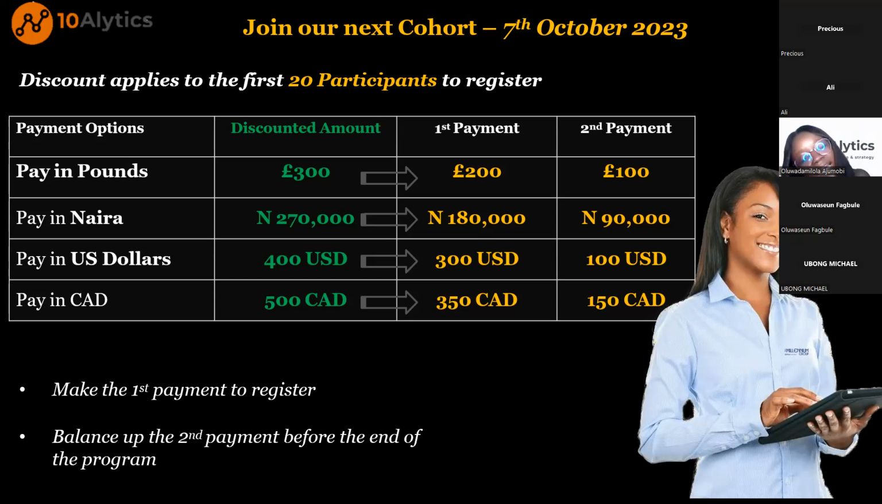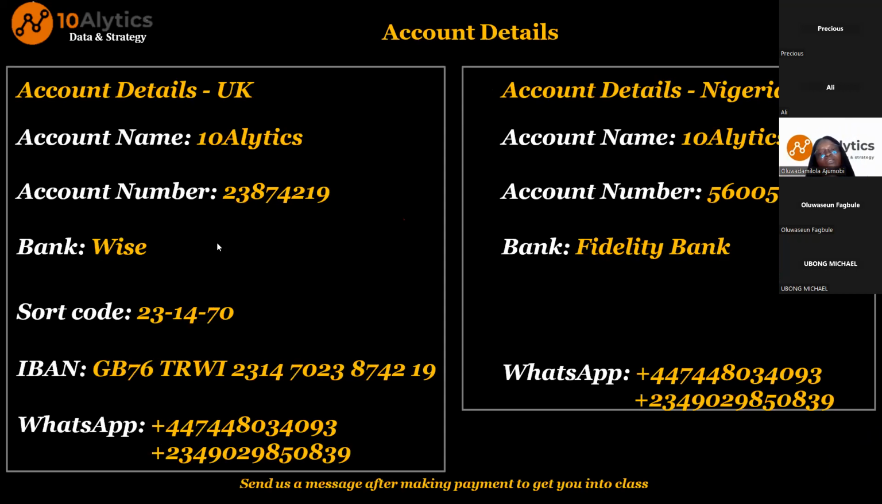If you're paying in US dollars, you're paying 300 first, then you're paying 100 later. And lastly, if you're paying in Canadian dollars, you're paying 350 first, and then 150 later. And remember, this is for the first 20 people to register. So you want to ensure that you register as soon as possible.